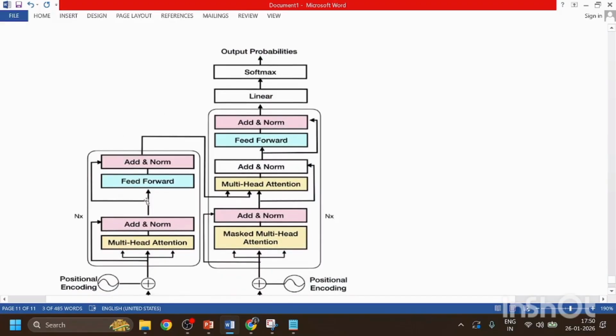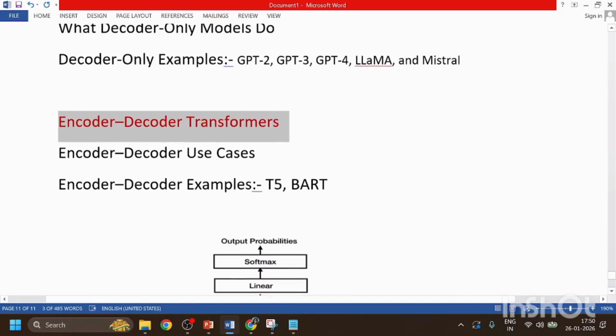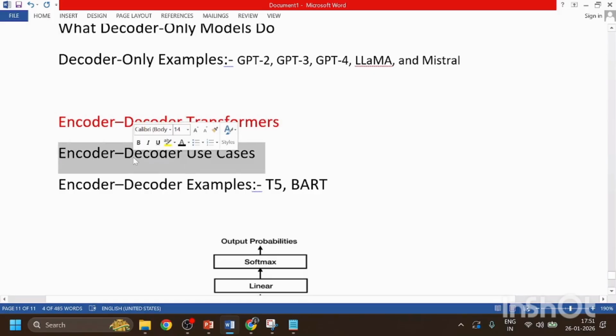So they use both the encoder, this part, and the decoder, this part. These models use both parts, and they are best when one sequence must be transformed into another. So this is the encoder-decoder use case. Common tasks include translation and summarization.